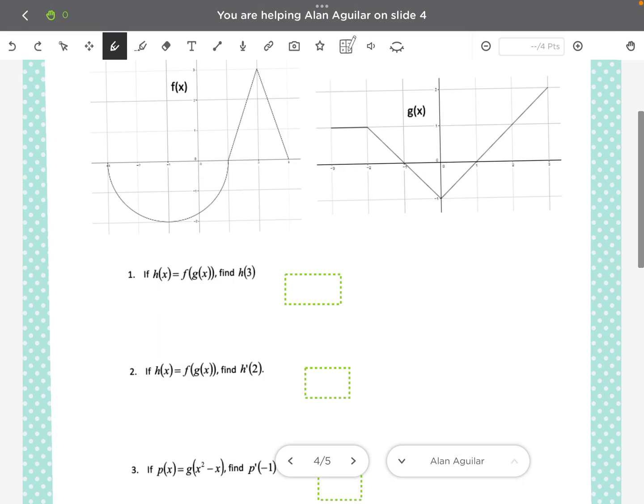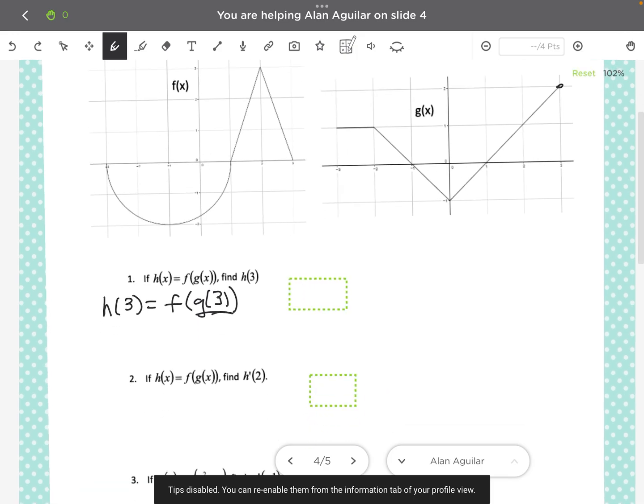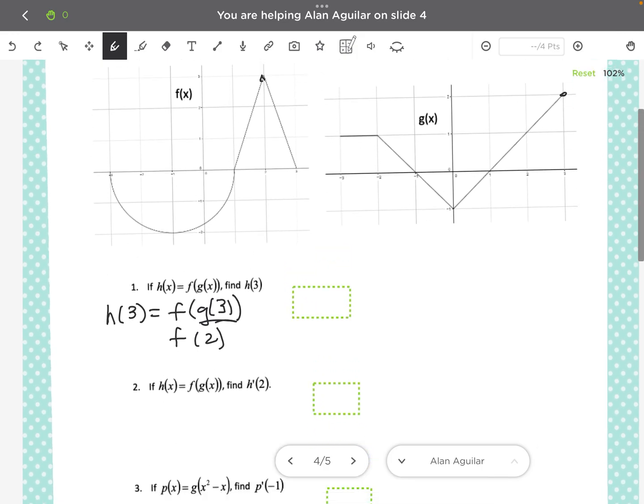Okay, notice the first problem is just asking for h of 3, so no derivative here. So all we have to do is plug in 3 for x. This is all I need. g of 3, if I look at my graph, notice is 2. So this is going to become 2. And then f of 2 from my graph is 3.